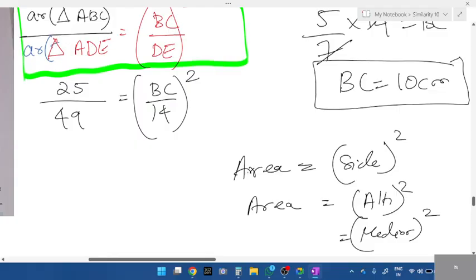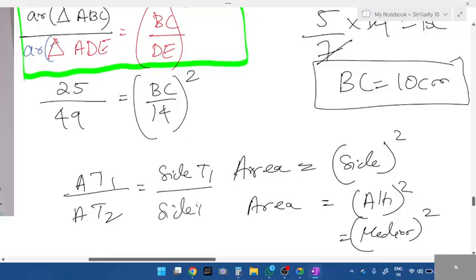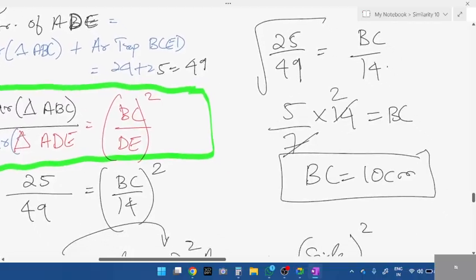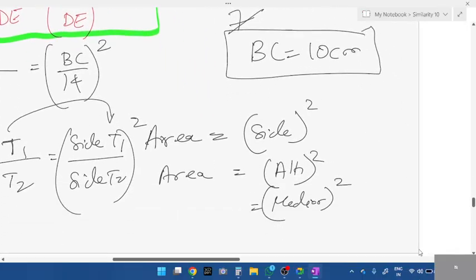Okay, area won't be single. You'll have two areas, two triangles. Area of triangle 1 divided by area of triangle 2 is equal to side of triangle 1 divided by side of triangle 2, square it. Make sure you take area of triangle 1 and side of triangle 1 in the numerator, students. Both should be in the same numerator and denominator. And this question didn't have both the areas. It had one trapezium value. Add it, you'll get the area of the larger triangle.